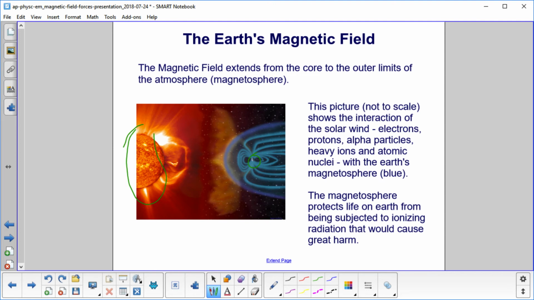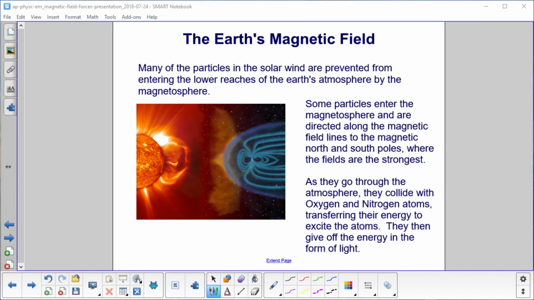The magnetosphere protects life on Earth from being subjected to this ionizing radiation that would cause great harm, and that's an understatement. Many of the particles in the solar wind are prevented from entering the lower reaches of the Earth's atmosphere by the magnetosphere. Some particles enter the magnetosphere and are directed along the magnetic field lines to the magnetic north and south poles. That's where the fields are the strongest.